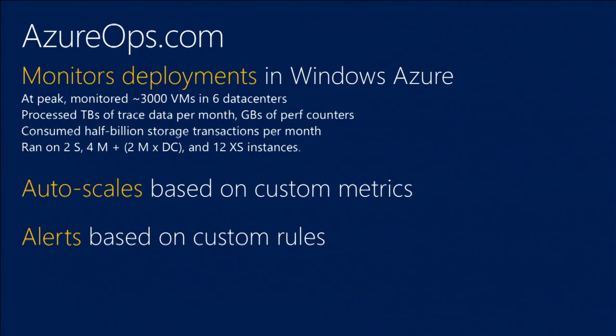So we had to build this massively scalable infrastructure, and it ran on 2 smalls, 4 mediums, 2 mediums per data center that we were co-located in, and 12 extra small instances. And I'll get to why we ended up with that architecture, because that's not where we started, actually.